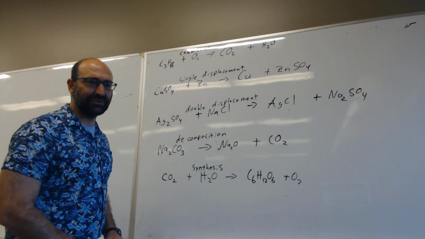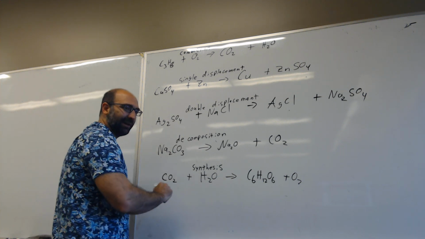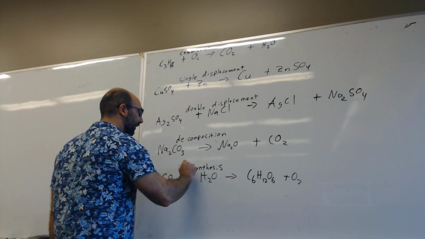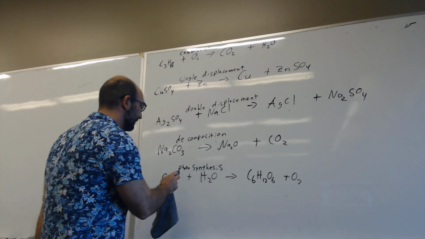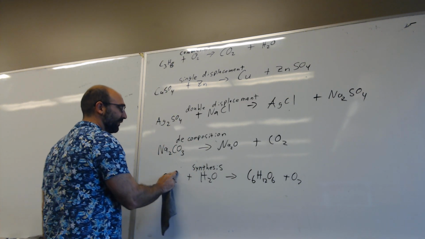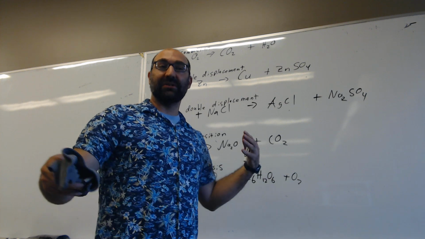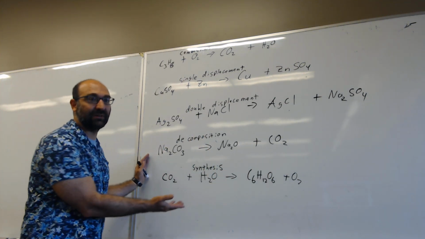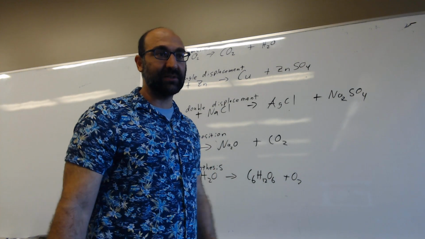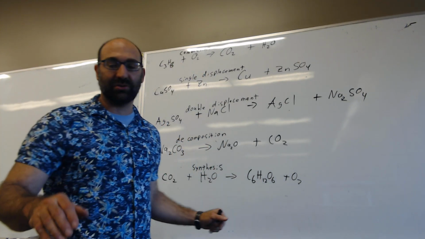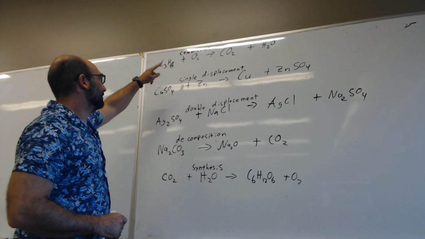You might think to yourself, well, this is what plants do, right? This is photosynthesis, and you're not wrong. Photo means light, so synthesis in the presence of light is a photosynthetic reaction. The most common one on Earth is this, where carbon dioxide and water make glucose and oxygen. Sometimes it's fructose, and any other sugar, really.